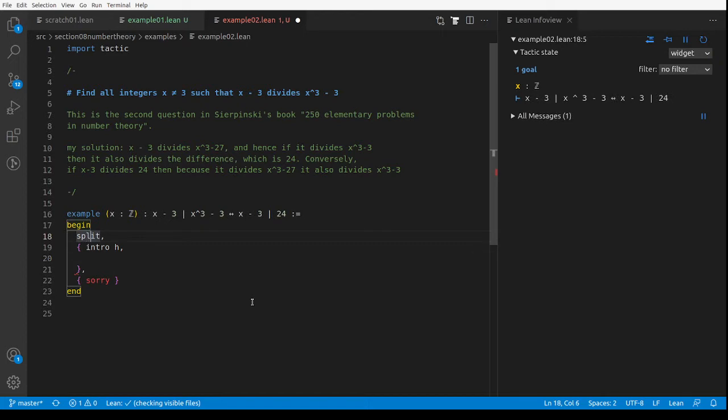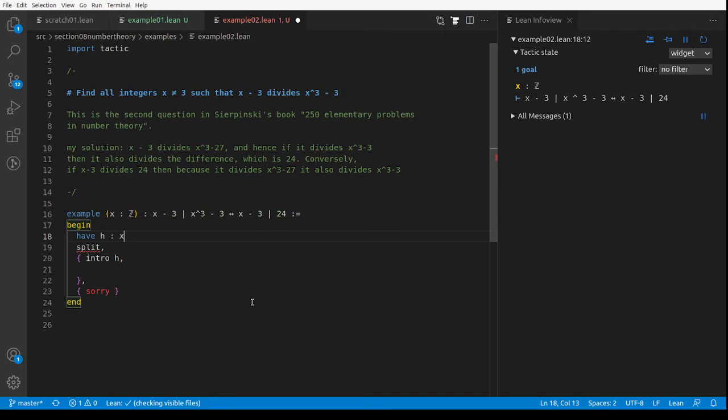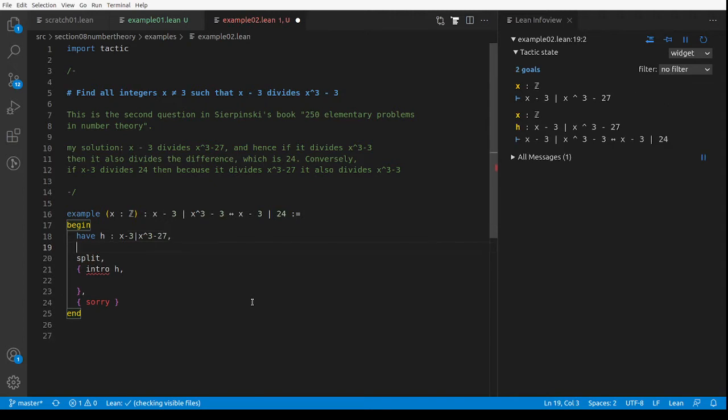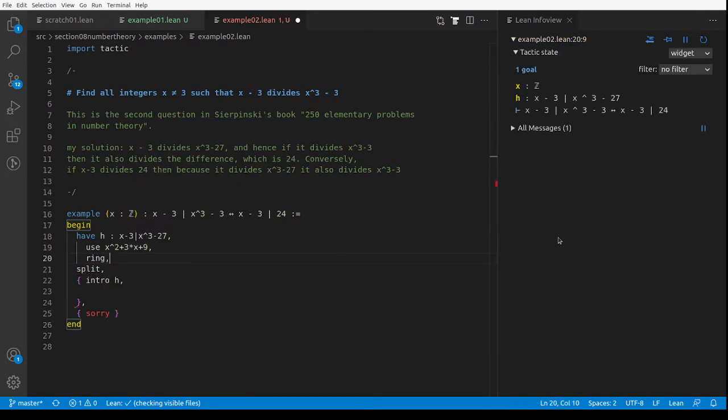Both of them, I think, before we split, we want to do this. Have h: I claim that x minus 3 divides x cubed minus 27. And the proof of that, remember, this just says there exists an integer y such that x minus 3 times y is x cubed minus 27. So I'm just going to use x squared plus 3x plus 9. And then the ring tactic will do that, right? We can't tell it's done it because I didn't do the correct thing. There we go. So indeed, the ring tactic did do that.